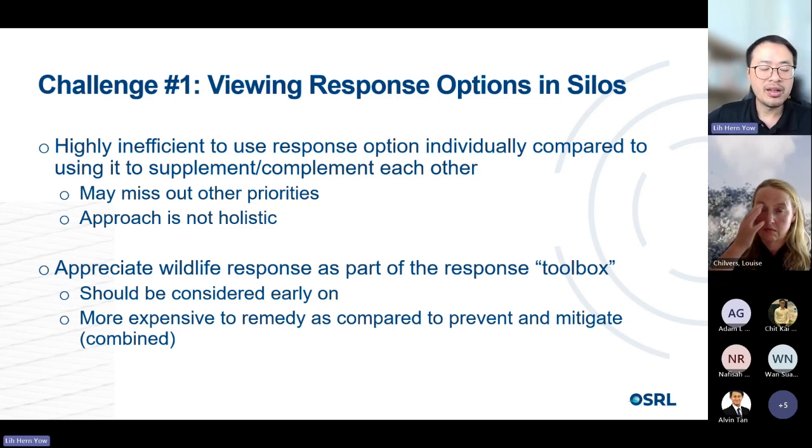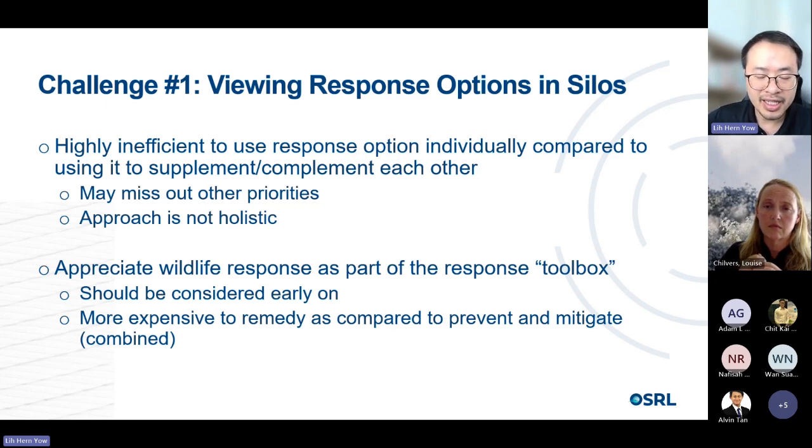And we also have to appreciate wildlife response as part of the response toolbox. It should not be looked at on its own. It should be considered early on because it is more expensive to remedy as compared to prevent and mitigate. So if we already look at the first two principles when we plan for our oil spill response, it will be easier because we won't have to set up a remedy, which is the wildlife response centers, which would require a lot of facilities and resources.